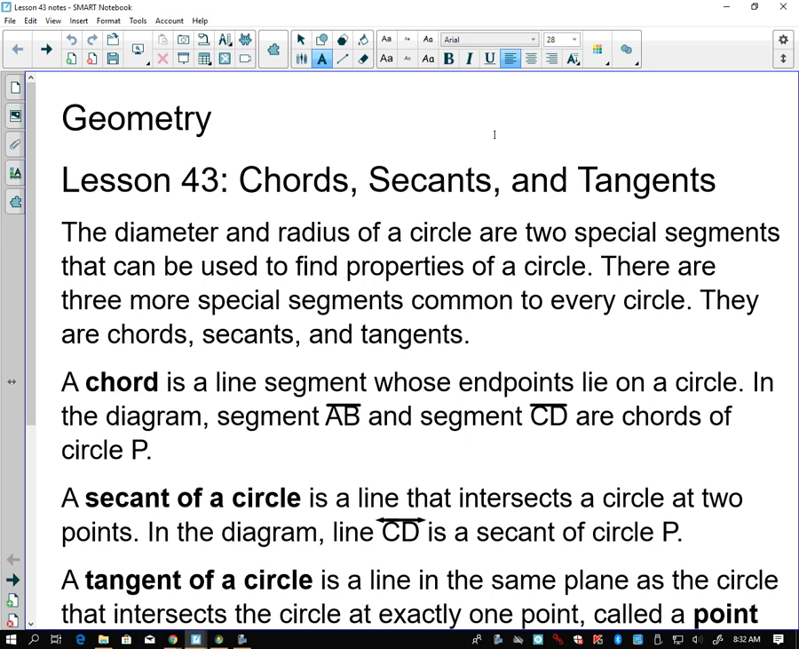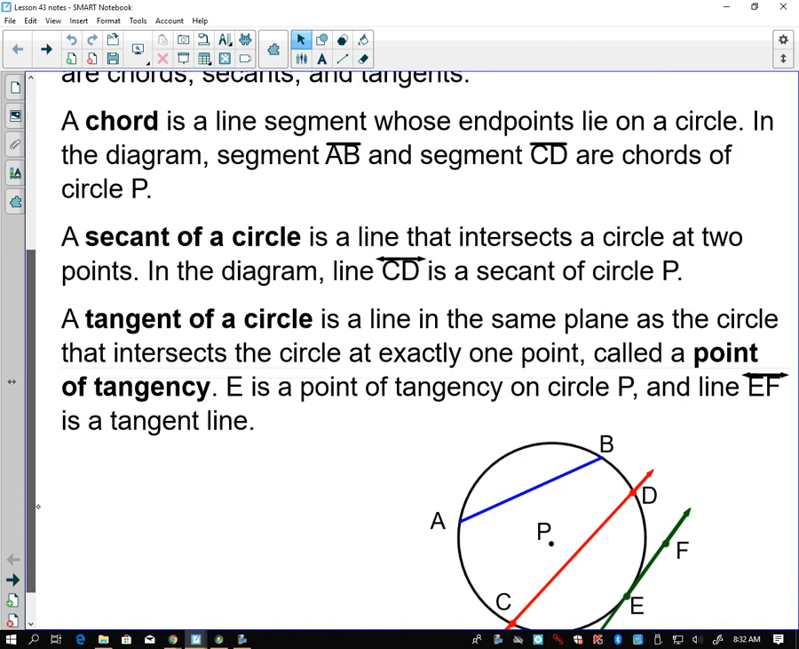Okay. Today we're going to add three more segments with different names, segments that are common to every circle. They are chords, secants, and tangents. A chord is a line segment whose endpoints lie on a circle.